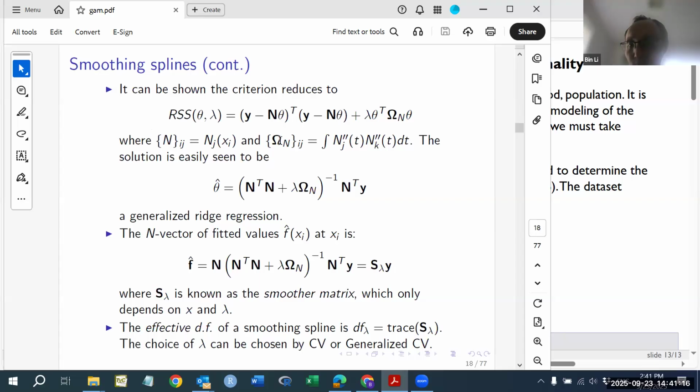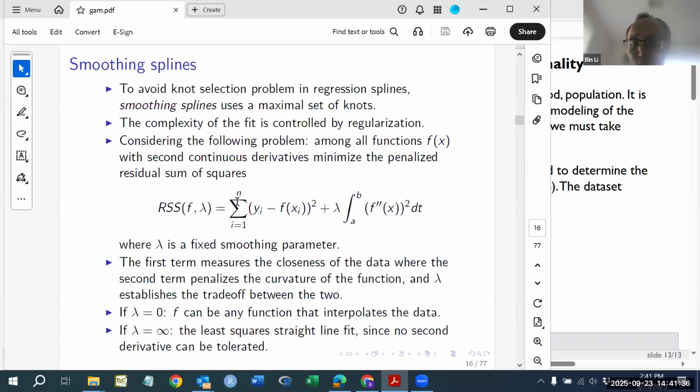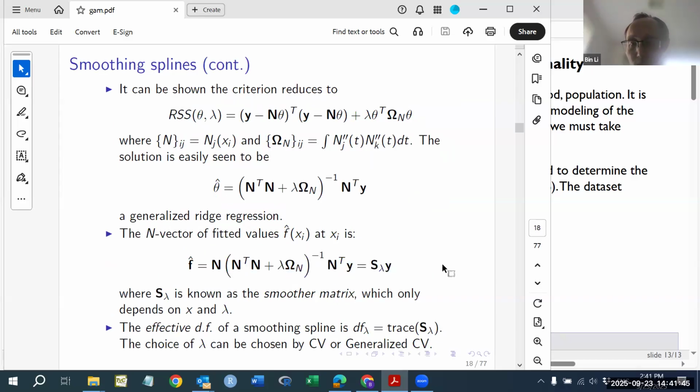I will just skip that. This math just shows you how to calculate the solution. The solution actually has an explicit form, so you can see we can write out the solution in matrix form. So we have a closed form simple solution for this optimization problem on an infinite dimension functional space. And that result is based on a famous theorem called the representer theorem. Okay, now let's see how we choose the lambda.